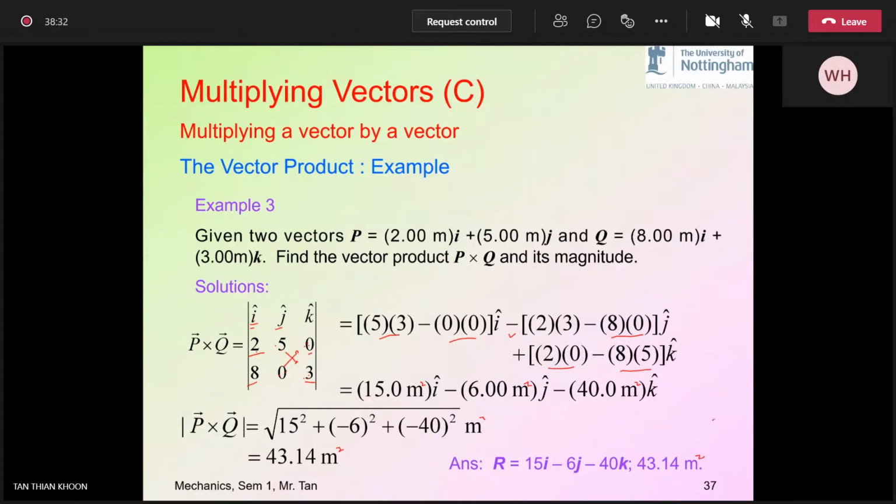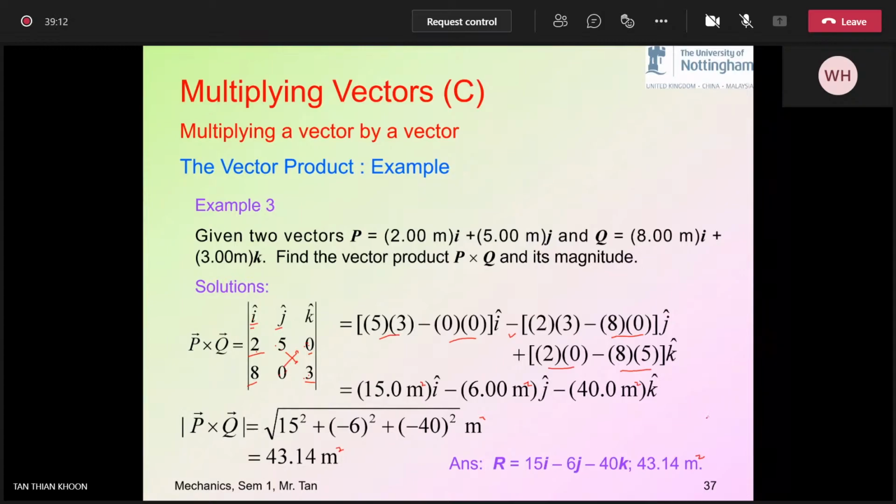So that is the magnitude of P cross Q. Anyone has any questions? So that is the end of our lesson 2. I hope everybody understood very well now how we obtain the summations of 2 vectors, of 3 vectors, and then how we obtain the products of the vectors by using the scalar only, and then by using a dot product, and finally using the vector product.